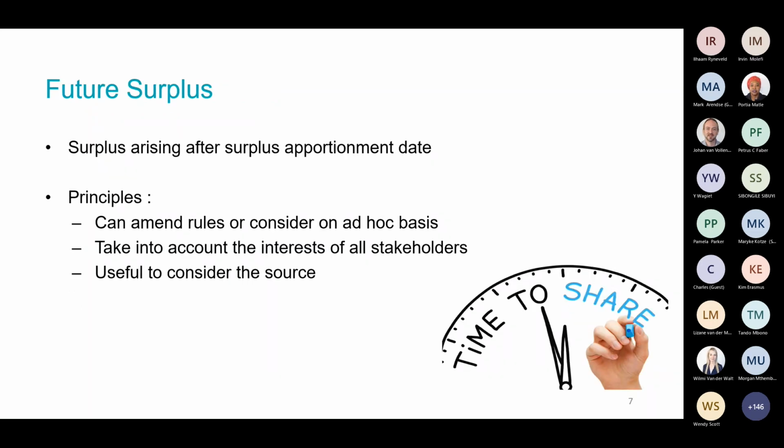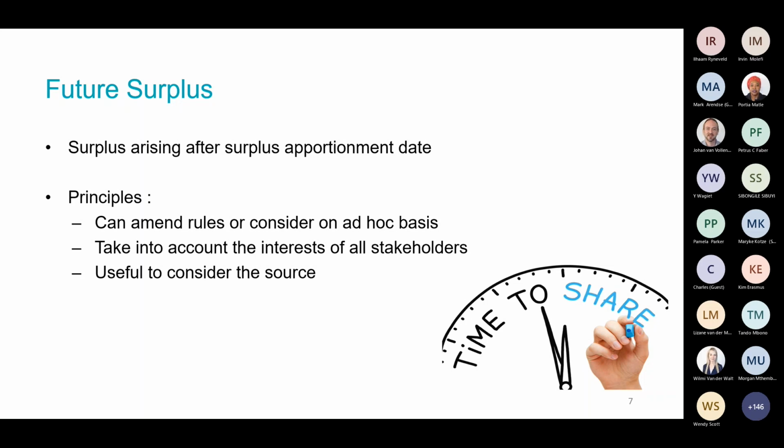Now, when it comes to future surplus, as I noted earlier on, this relates to surplus that arises within a fund following the surplus apportionment date. There is an array of reasons how a surplus can come about in a fund, particularly in a DB fund. However, even a DC fund can generate surplus from its normal operations.